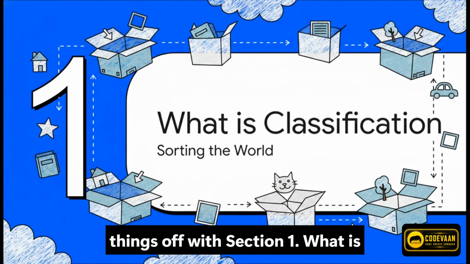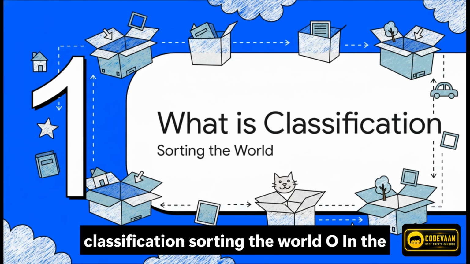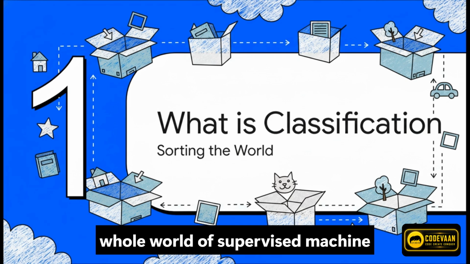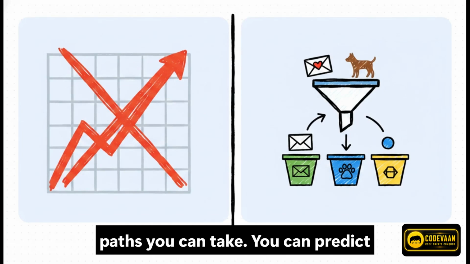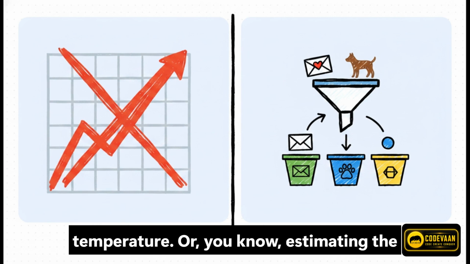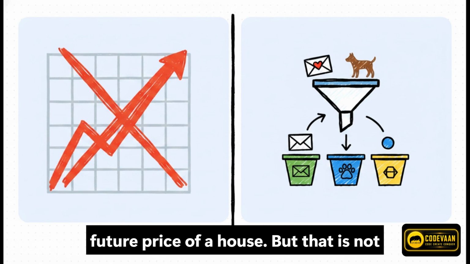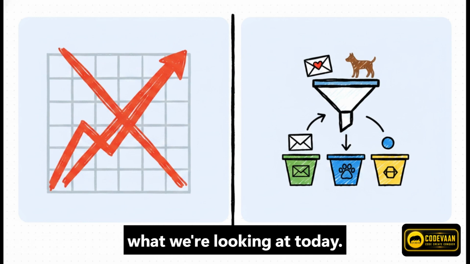All right, kicking things off with Section 1. What is classification? Sorting the world. So in the whole world of supervised machine learning, there are basically two main paths you can take. You can predict numbers, like forecasting tomorrow's temperature or estimating the future price of a house, but that is not what we're looking at today.